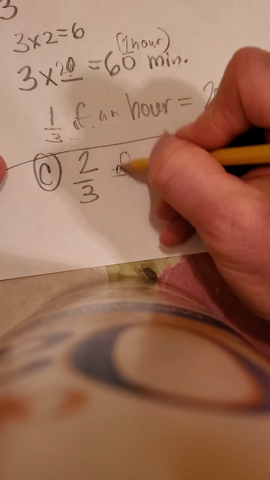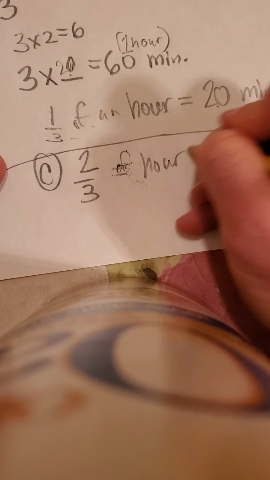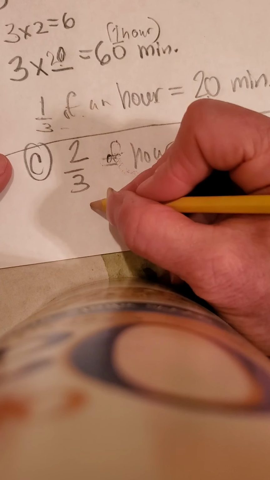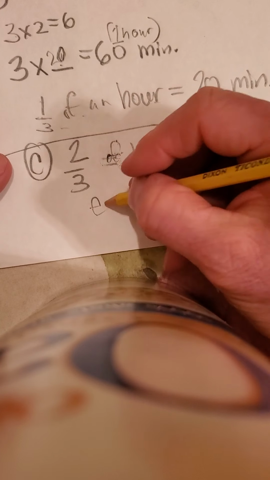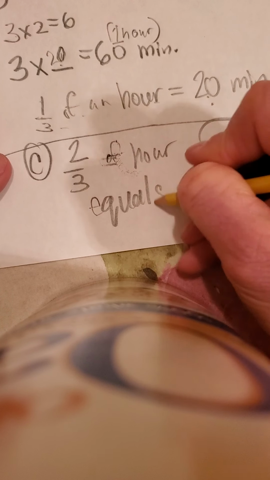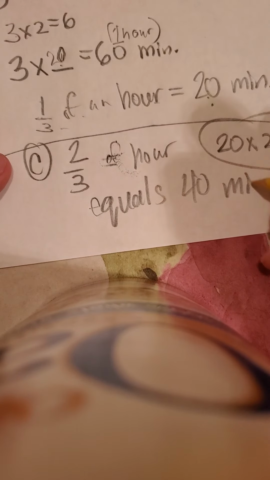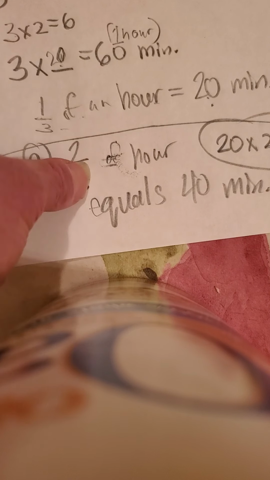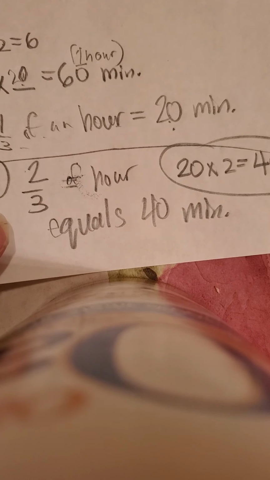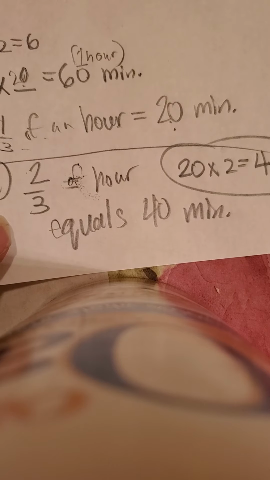One-third equals 20 minutes. So 20 times 2 equals exactly 40 minutes. So 2/3 of an hour equals 40 minutes. And I'm going to show you one other way that we can do this, or a couple of other ways.